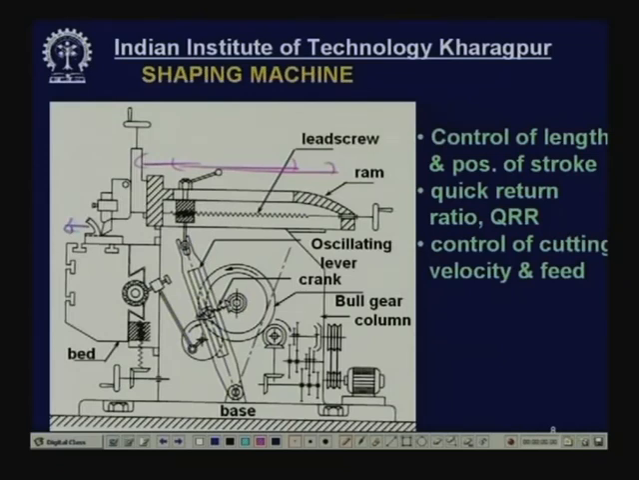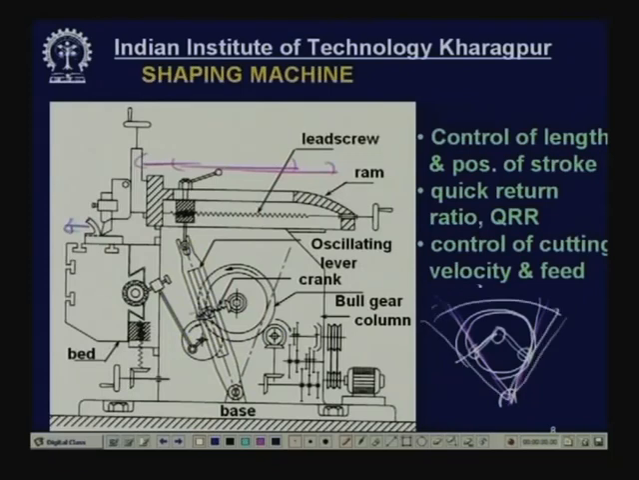When this bevel gear is rotated, by the screw the nut will move away from or towards the center. Say this is the lever, rotating like this around the center. When this crank length is increased, then this circle will be bigger and the oscillation, the stroke length, will also increase. This is how it is done.